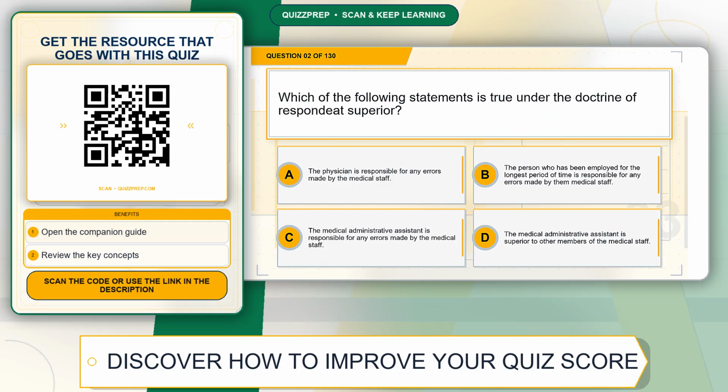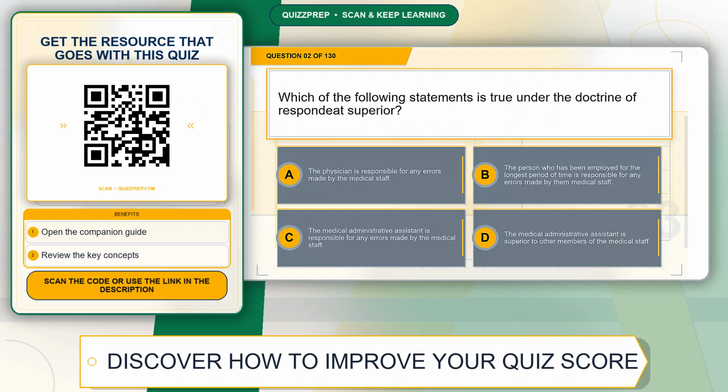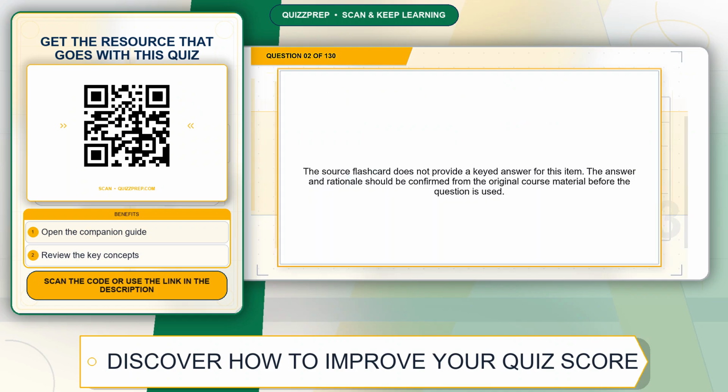Question 2. Which of the following statements is true under the doctrine of respondeat superior? Option A. The physician is responsible for any errors made by the medical staff. Option B. The person who has been employed for the longest period of time is responsible for any errors made by the medical staff. Option C. The medical administrative assistant is responsible for any errors made by the medical staff. Option D. The medical administrative assistant is superior to other members of the medical staff. The correct answer is not shown. Explanation. The source flashcard does not provide a keyed answer for this item. The answer and rationale should be confirmed from the original course material before the question is used.